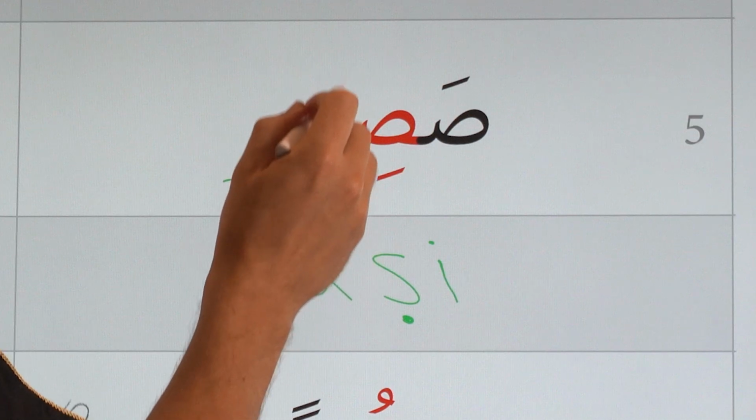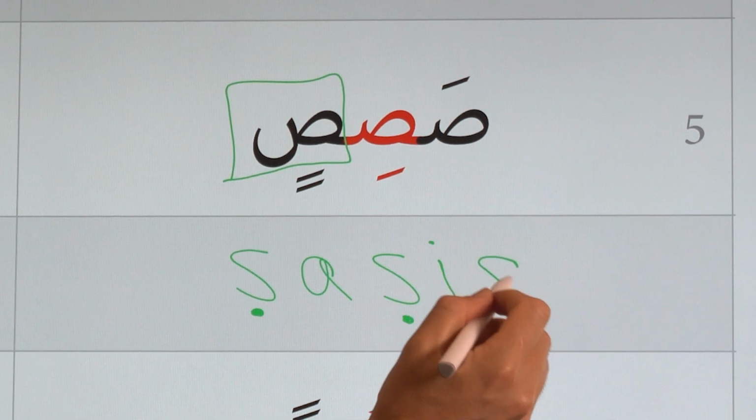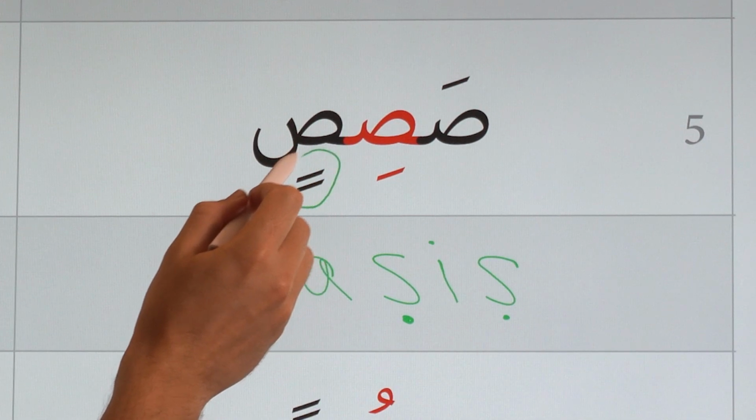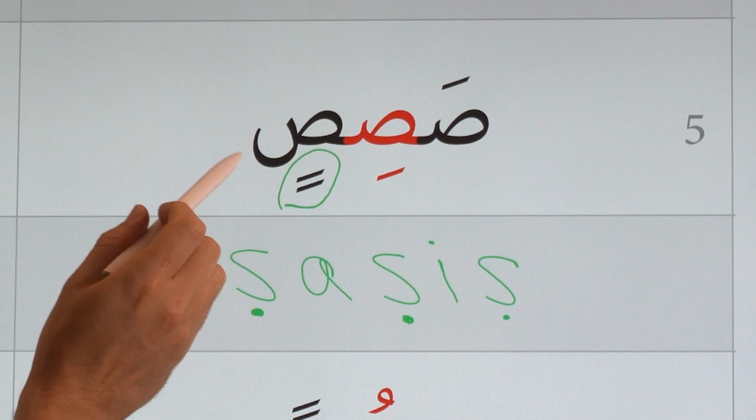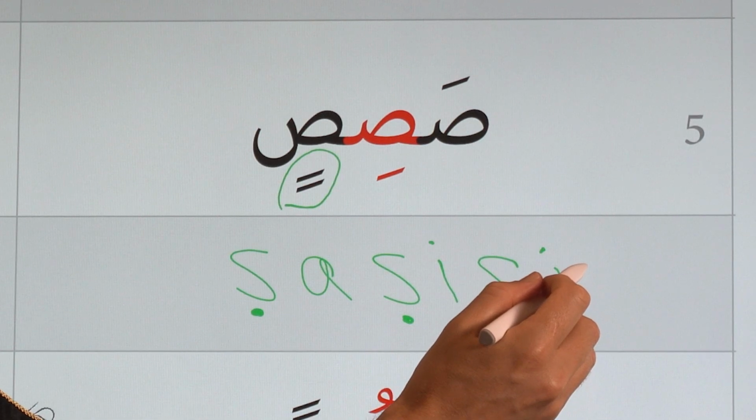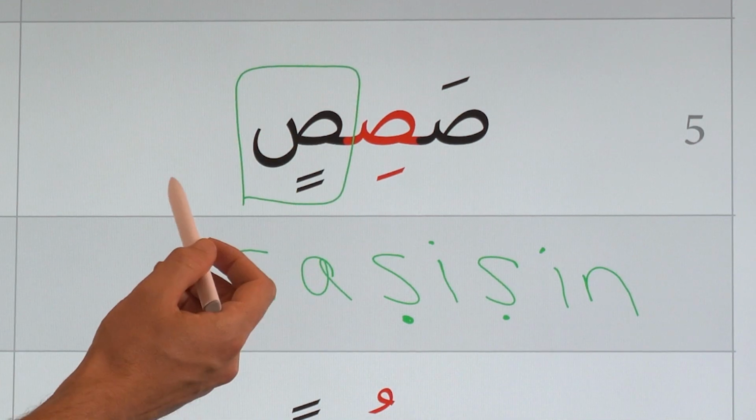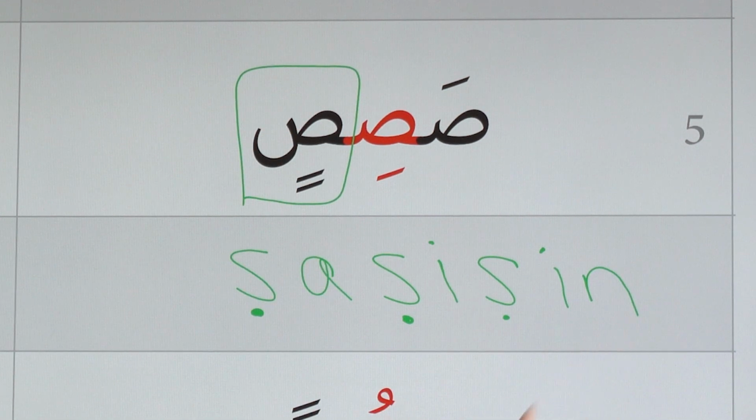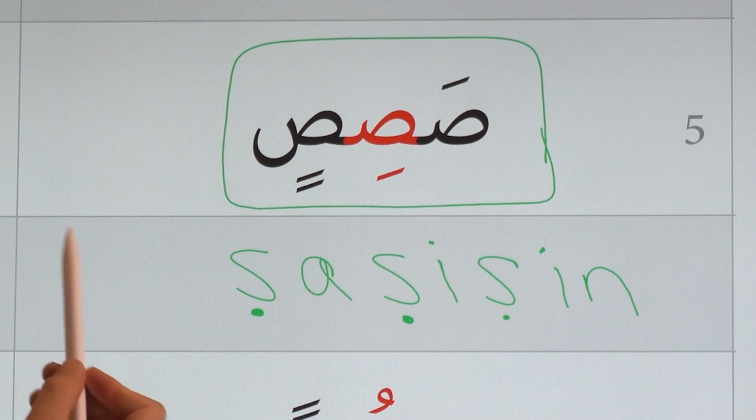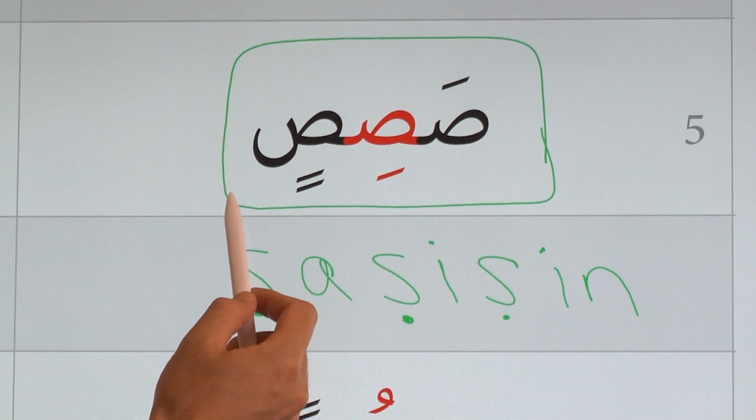Let's go to that last letter. Again, we see that snail-like shape. This is the letter Sad. So we'll write an S with a dot underneath. And then as for the haraka, we see 2 Kesras, meaning it has tenween. So we write an I for the first Kesra, and then N for the second Kesra. So we would pronounce this like Sin. So all together, these 3 letters and their harakat would be pronounced Sa, Si, Sin.